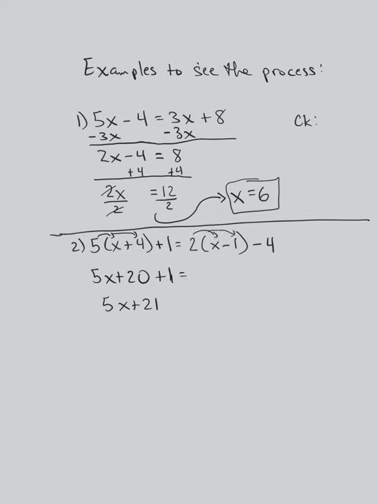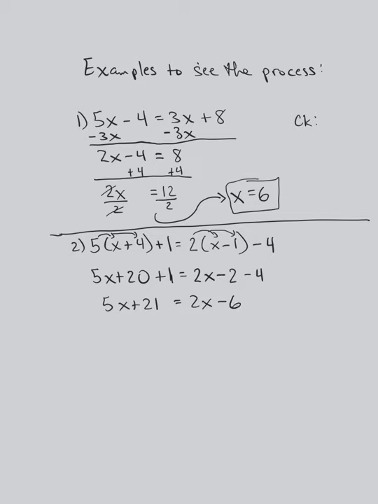Sometimes you don't have as many things to do on one side as the other. Sometimes one side will need to be simplified, the other side won't need to be simplified at all. Okay, but anyway, over here on the right, when I distribute that 2, I get 2x minus 2 times 1 is 2. And then I didn't do anything with the minus 4, so it's still there. And then notice I have these two like terms. Minus 2 and minus 4, that's minus 6.